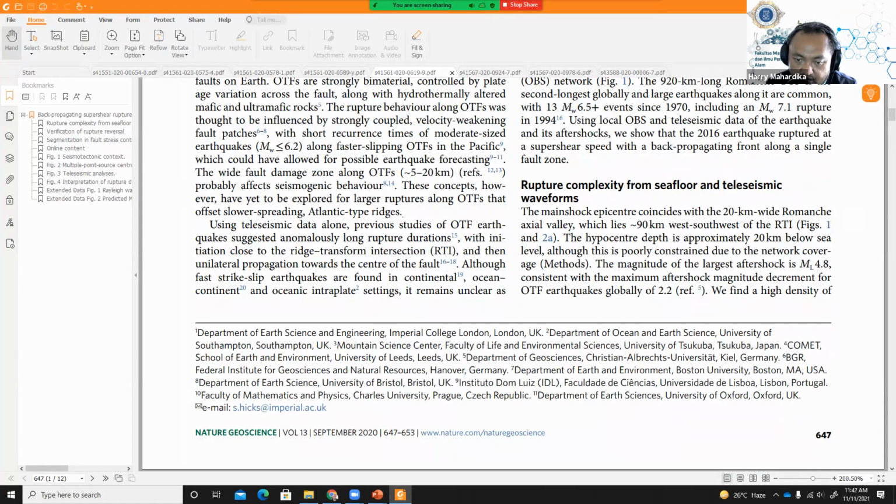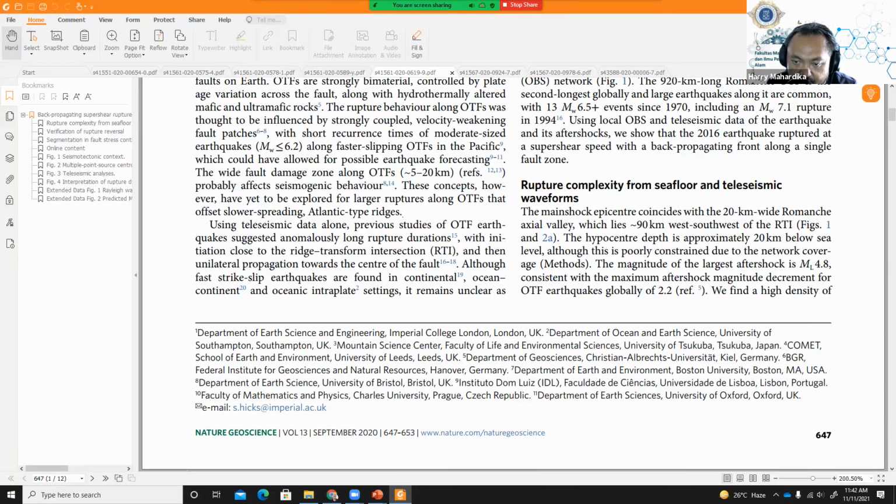Okay, there are 11 different institutions that the authors are coming from. The first one is Imperial College London, and the second is from Southampton, then University of Tsukuba, then University of Leeds, then Christian Albrecht Universität Kiel, and then the Federal Institute for Geoscience and Natural Resources of Hanover, Germany, and then Department of Earth and Environment.